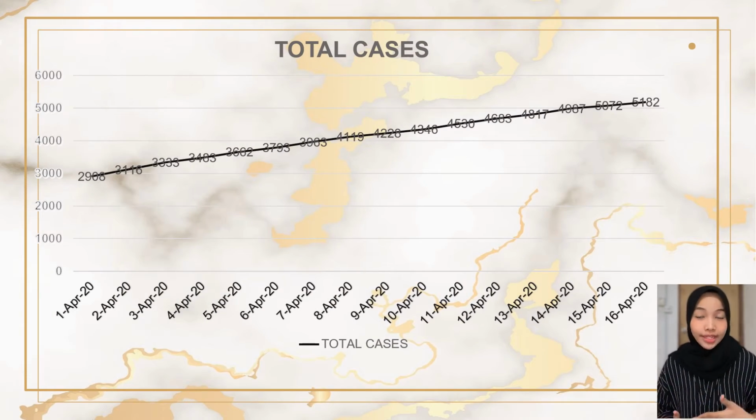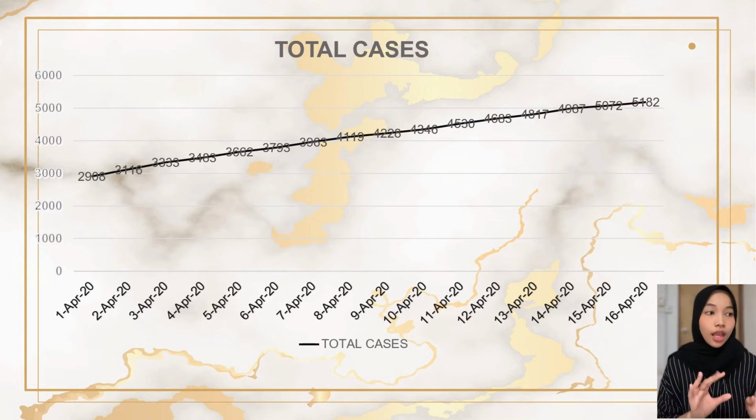Okay, so next I would like to present about the graph. Okay, the first graph is the total cases of COVID-19. The graph illustrates the total cases of COVID-19 over a 16 days period from 1st April to 16 April 2020. So you can see a line graph. COVID cases are increasing day by day.